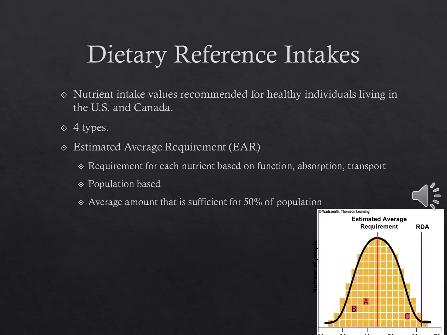These recommendations are called the Dietary Reference Intakes. Now, there is a committee called the DRI, Dietary Reference Intake Committee, and they evaluate and interpret all of these results and then make some recommendations. There are 4 main types of recommendations that they make. First is the EAR, Estimated Average Requirement. It's the requirement for each nutrient based on function, absorption, and transportation. This is population-based, and they come up with an average value, a value that's sufficient for approximately half of the population. Above the 75th percentile and below the 25th percentile, these recommendations begin to lose their value.